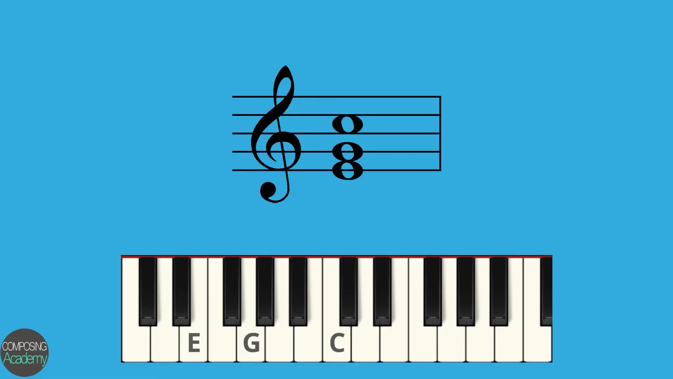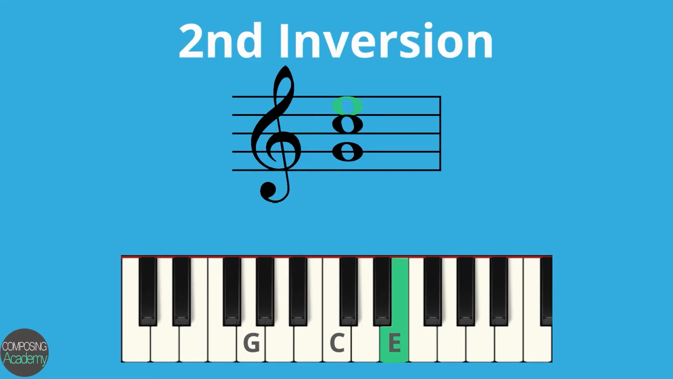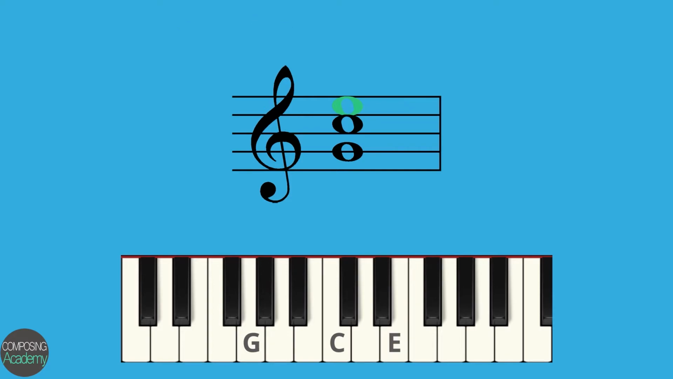We can further change the order by taking our new bottom note of E and moving this to the top instead. Our chord has been flipped twice, so it is now called a second inversion. Now that our top note has changed to an E, you can hear that the chord sounds different yet again. It is still a C major chord, but has a slightly different sound quality to it.